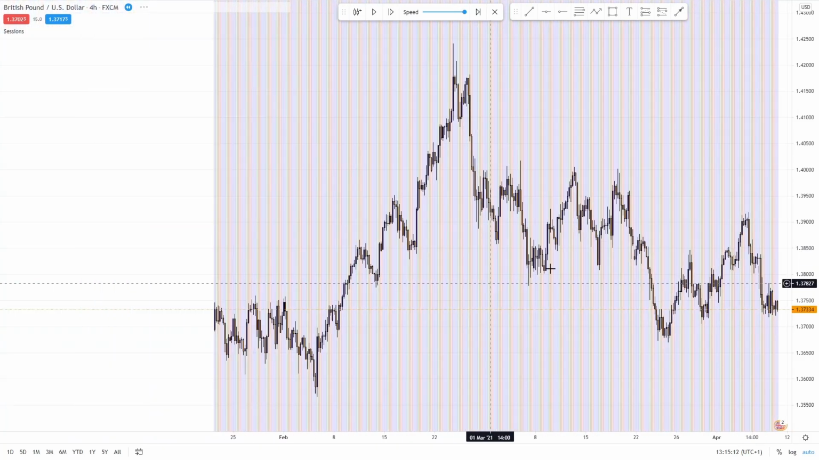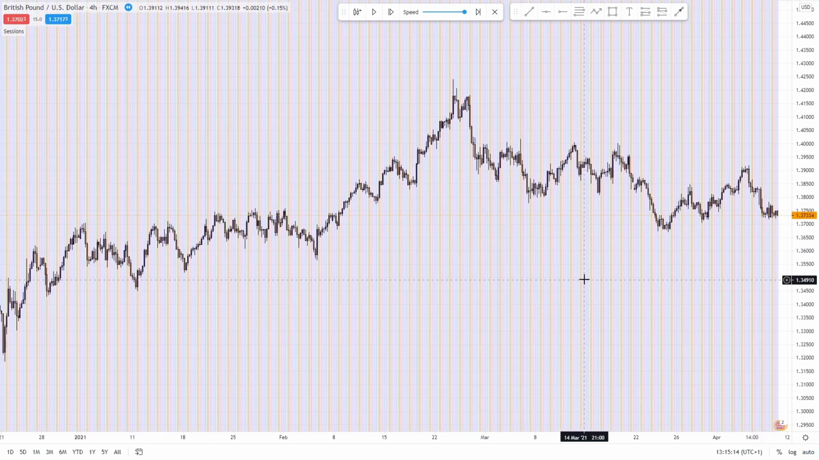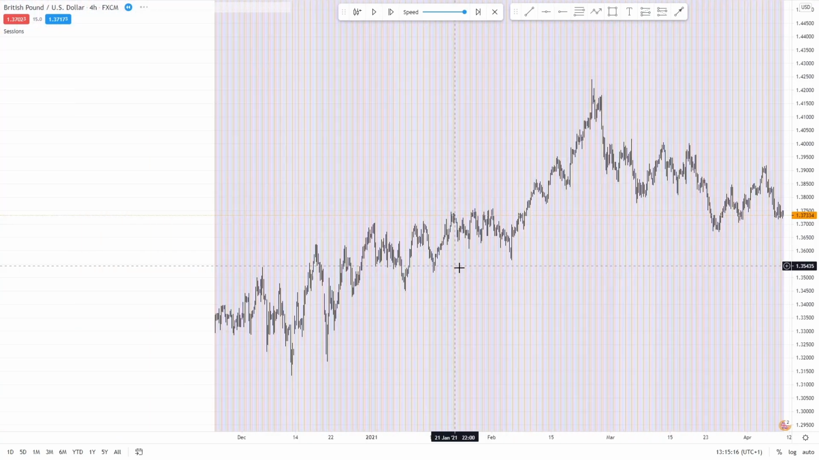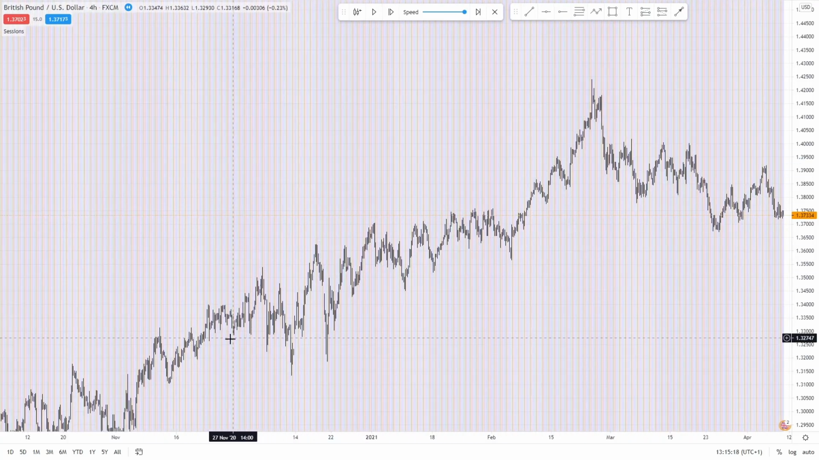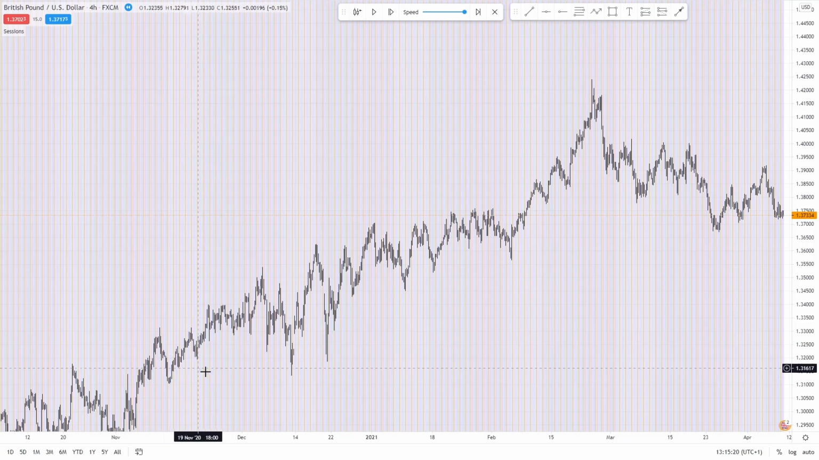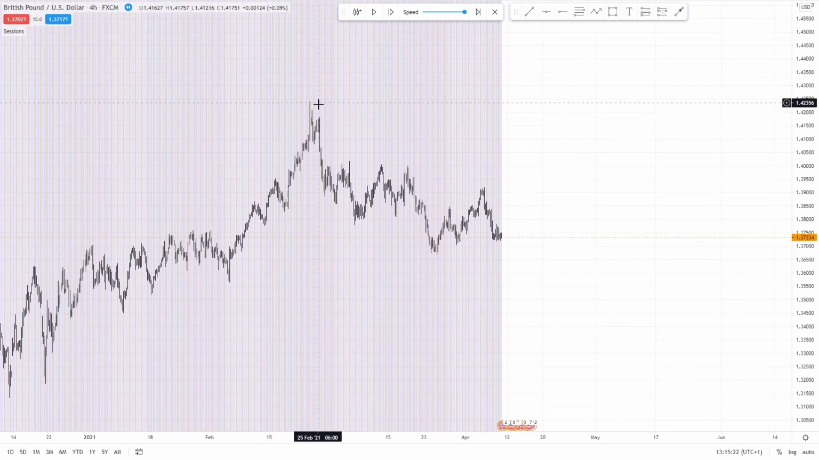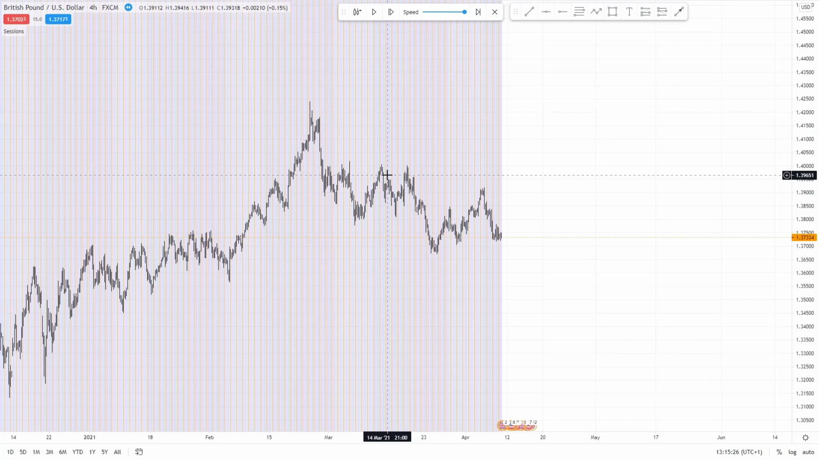So this is the 4-hour chart for pound US dollar, and as you can see, we have been in a strong uptrend for quite a while now, but recently we have had a pretty decent pullback. In the long term, I'm still really bullish on this pair as the British economy is starting to recover with the lockdown restrictions being lifted, and I do expect to see higher highs in the near future.